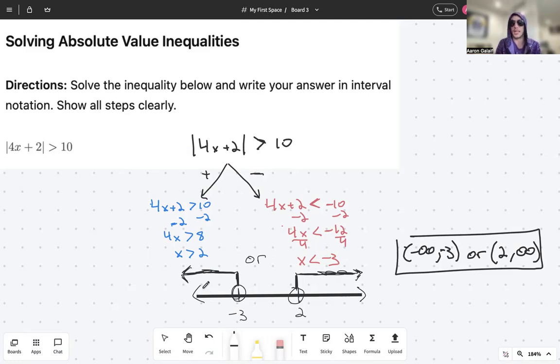Now, here's a little hint when you're solving. If you have a greater than sign or greater than or equal to, it'll always be an "or" equation as your answer for absolute values.